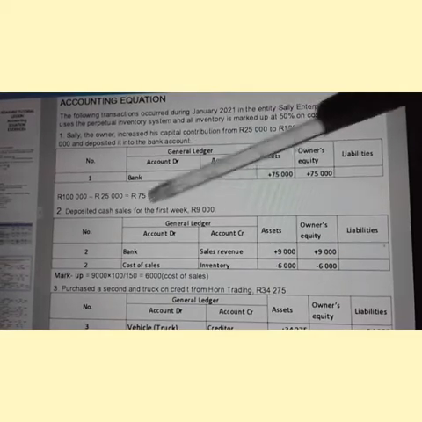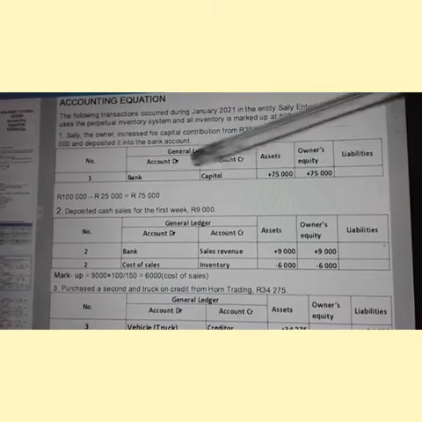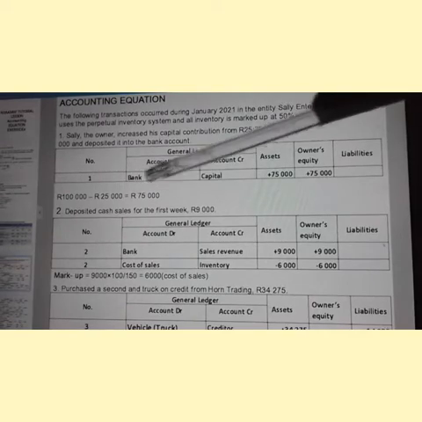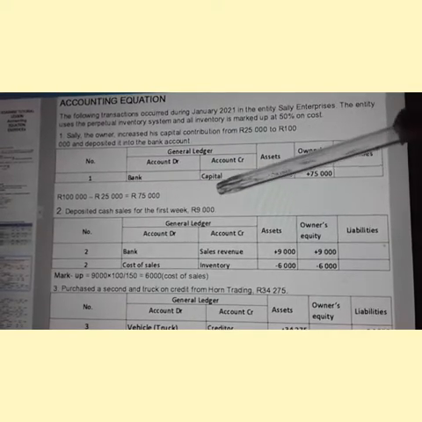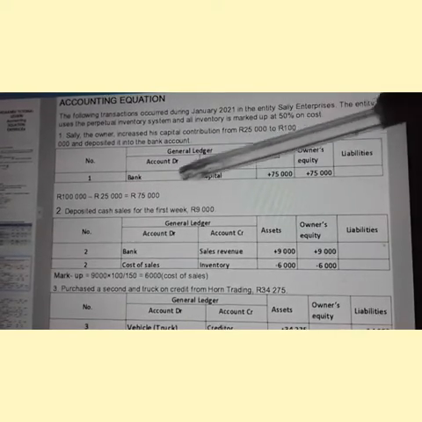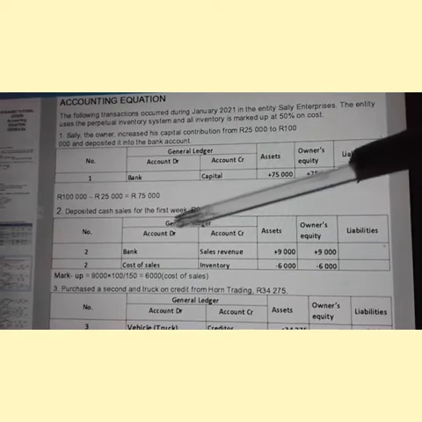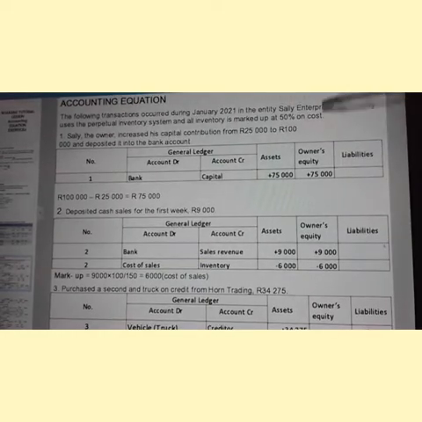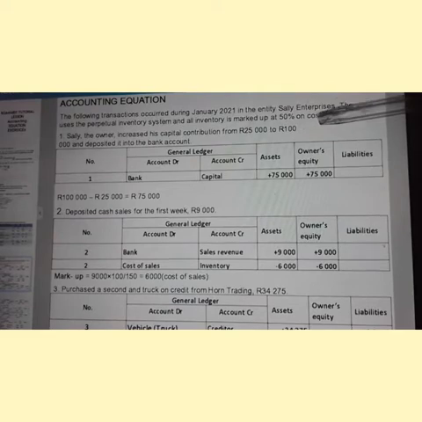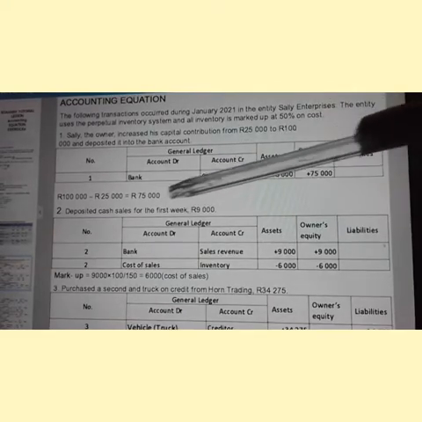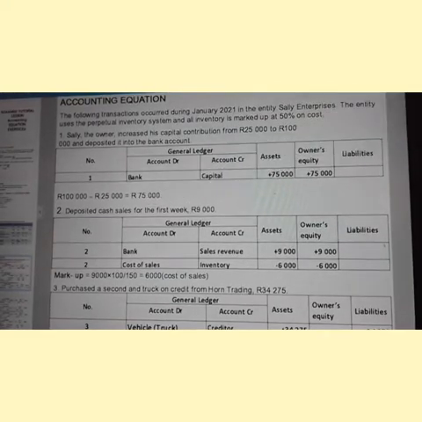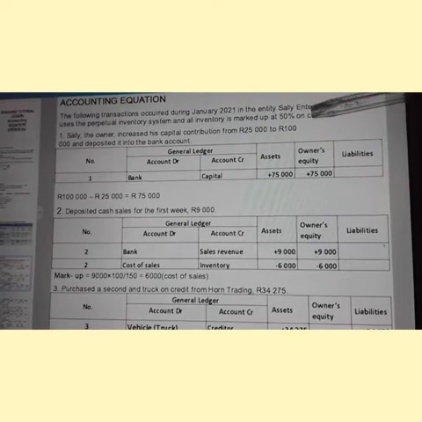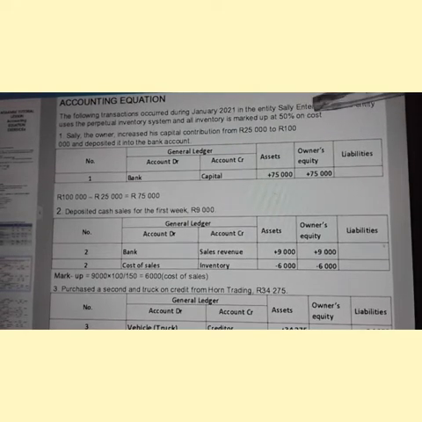The second transaction, you need to be really careful about this type of transaction. Here they say deposit cash sales for the first week, it was 9,000. Going back to our instruction, we were told that all inventory is marked up at 50% on cost. So for this type of transaction, any transaction that has to do with sales where we are given the markup on cost, we need to calculate the cost of sale.